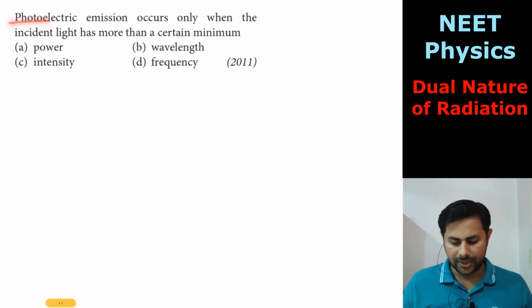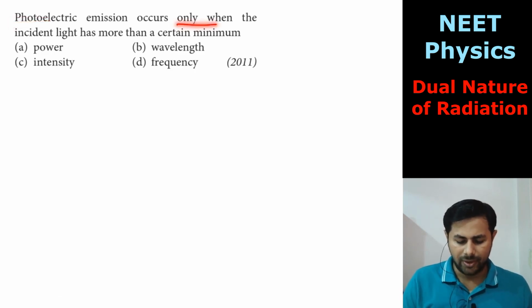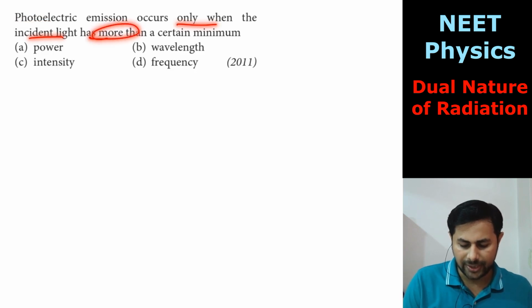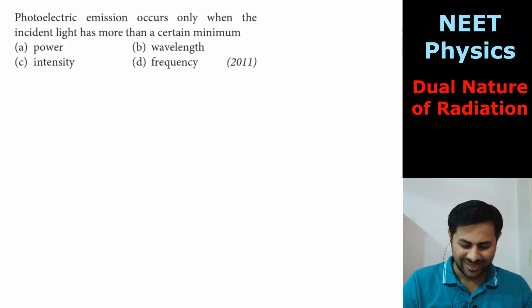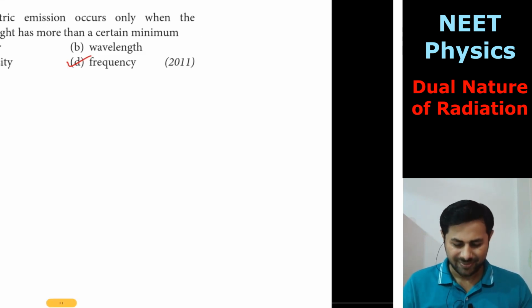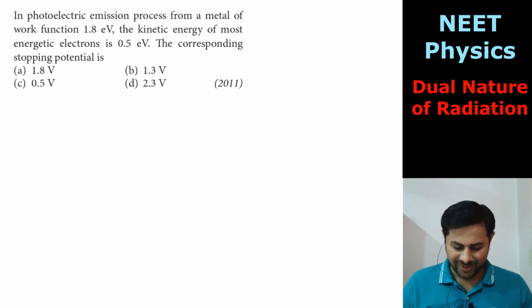The photoelectric emission occurs only when incident light has more than certain minimum. Tell me. Power, wavelength, intensity, frequency. Very simple question. All right, so it's option D. Everyone knows this. Okay, let's see next one.